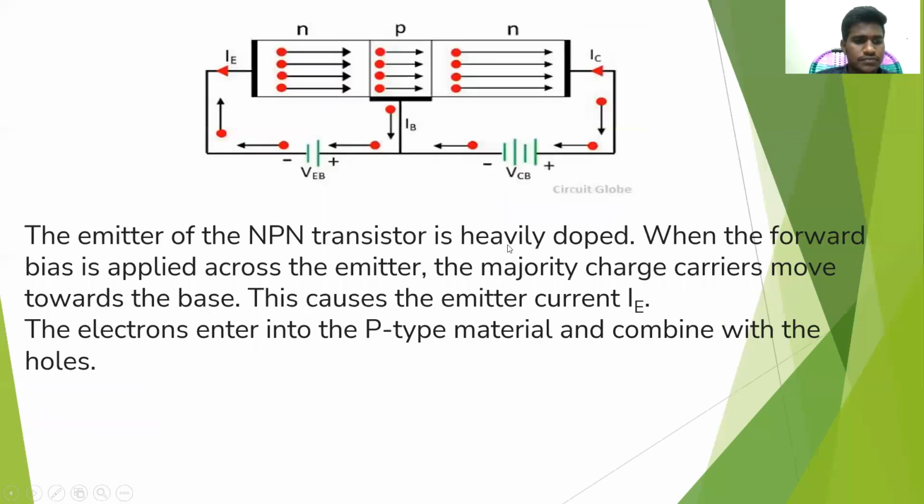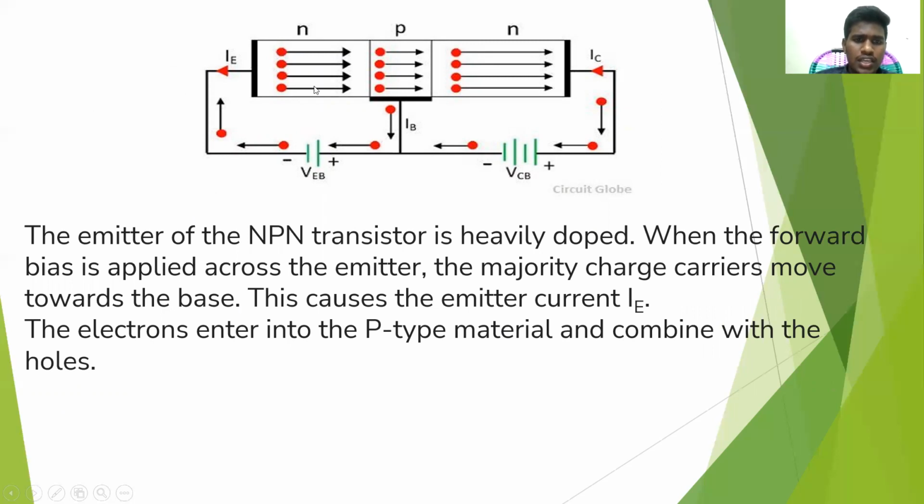The emitter of the NPN transistor is heavily doped. When the forward bias is applied across the emitter, the majority charge carriers move towards the base. This causes the emitter current, i.e., the electrons enter into the p-type material and combine with the holes.